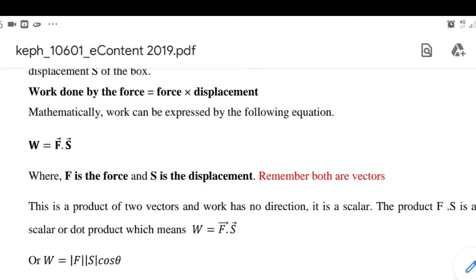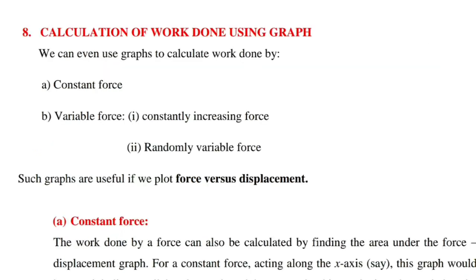We already discussed the physical quantity work and we obtained the expression for work as force into displacement, or F dot S. Now let's see what we mean by constant force and variable force. Actually, we can use graphs to find work done, and we can use the graphs to calculate the work done by constant force and variable force.